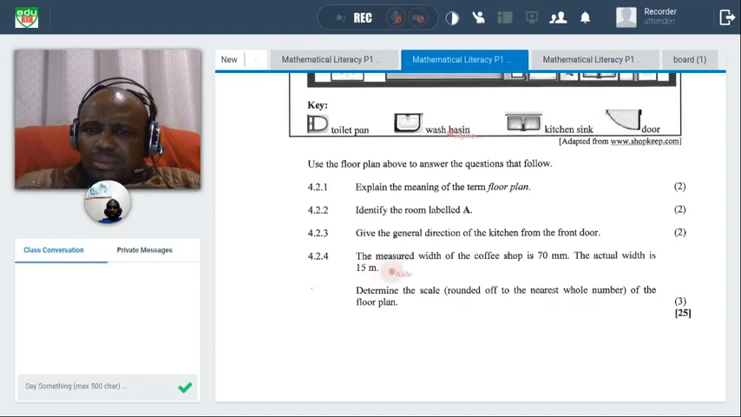Now you can see that the units are not the same, so it's advisable to change them to the same unit. You can change the meters to millimeters. Then you divide both sides by 70, so you'll have 1 unit on the floor plan giving you the actual millimeters on the ground.